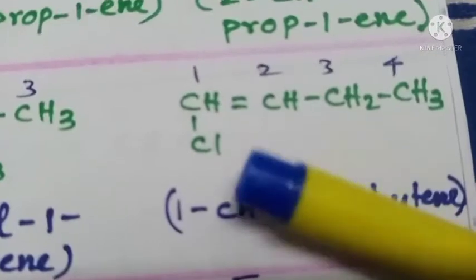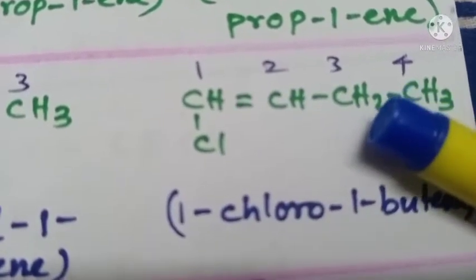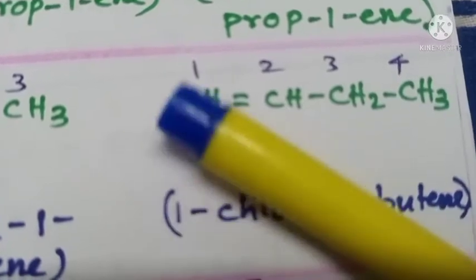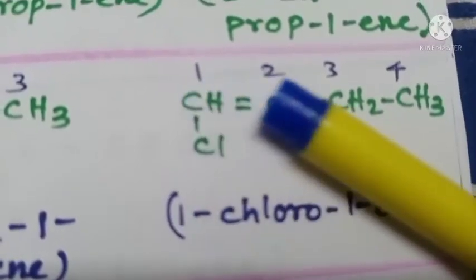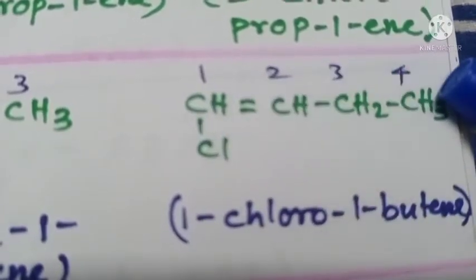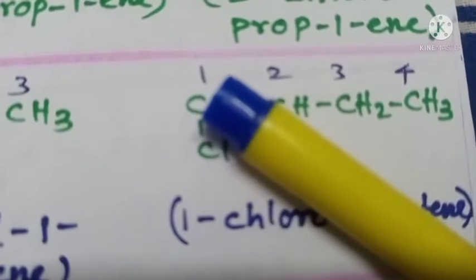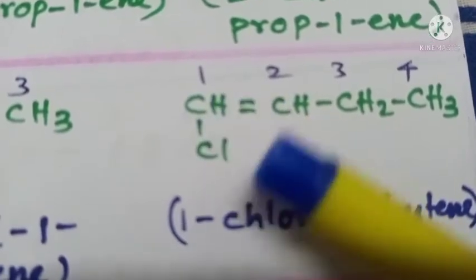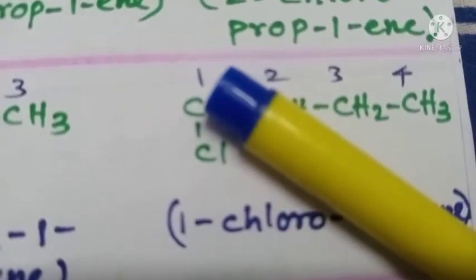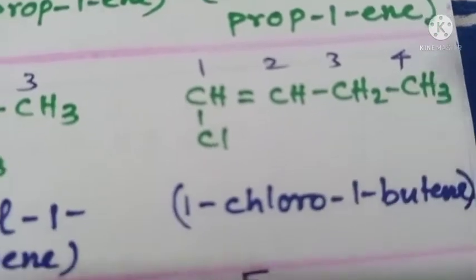Look at the next one. CHCl=CH-CH2-CH3. Now this is an alkene derivative with a substituent Cl. A 4 carbon derivative, so it is butene. The double bond is at the first carbon, so 1-butene. Chlorine is also attached at the first carbon, isn't it? So it is 1-chloro-1-butene. Okay, right.